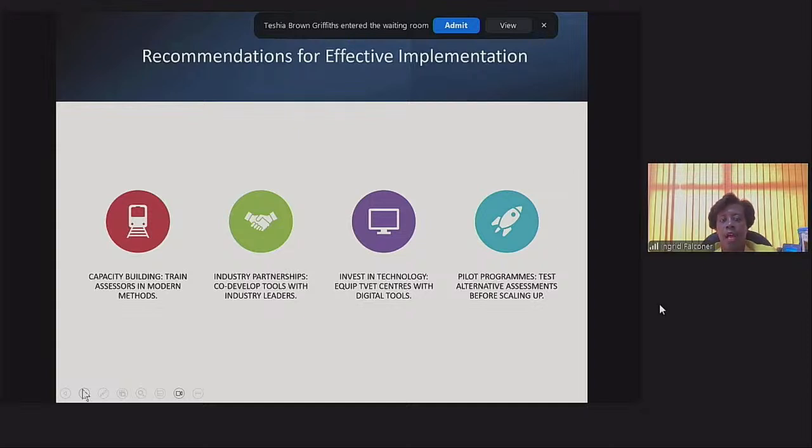Capacity building, that means train assessors in modern methods. Industry partnerships, co-develop tools with industry leaders. Invest in technology, equip TVET centers with digital tools. And pilot programs, test alternative assessments before scaling up. I did not include standardized guidelines for assessment in TVET, as this already exists in Jamaica, but standardized guidelines are also important.